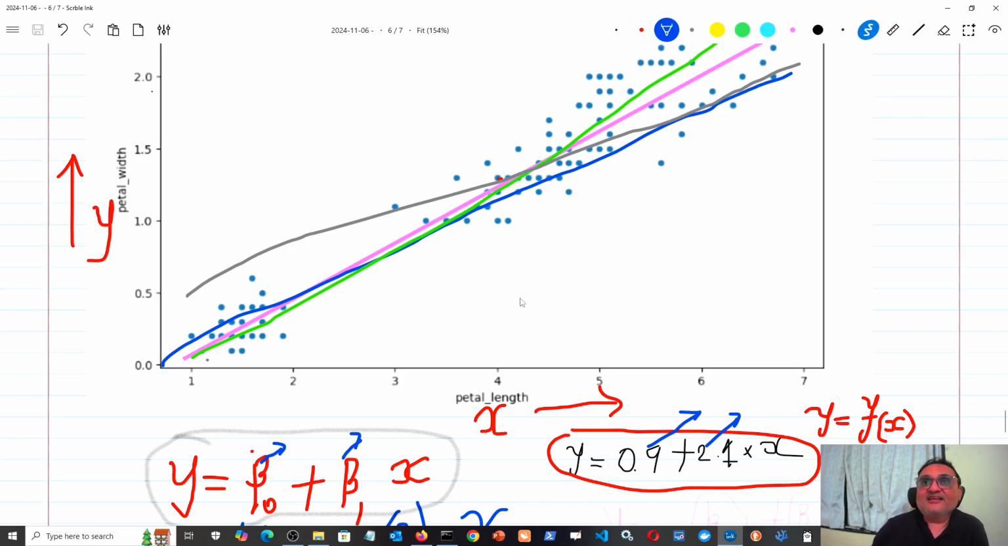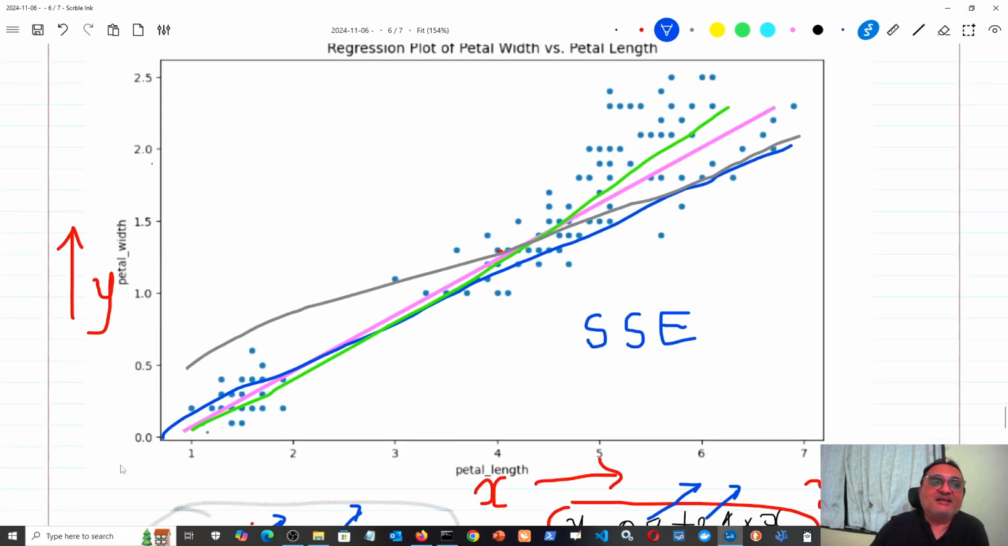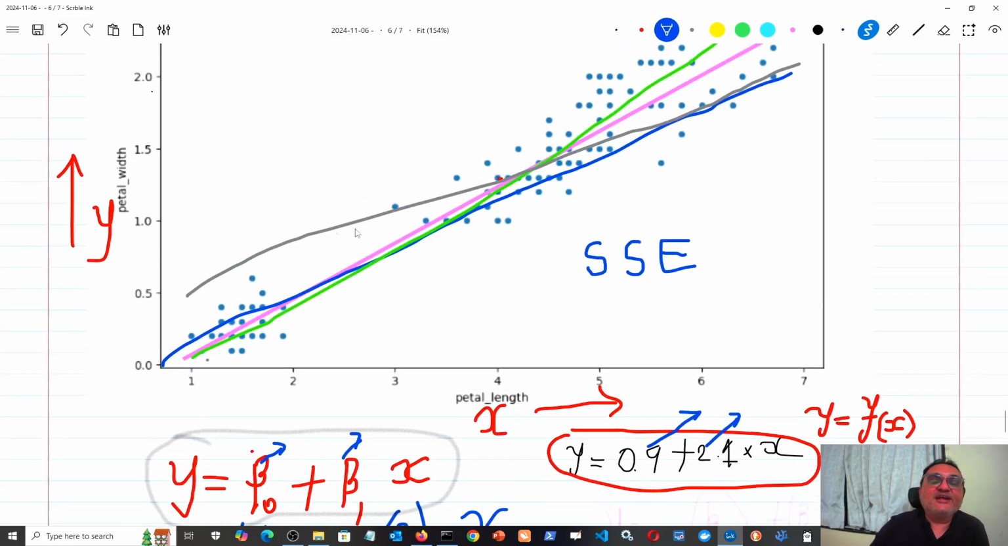So that error is called sum of squared error, SSE. And we try to find several lines. In fact, theoretically, how many lines can pass through these blue colored dots? Then an infinite number of lines can pass.